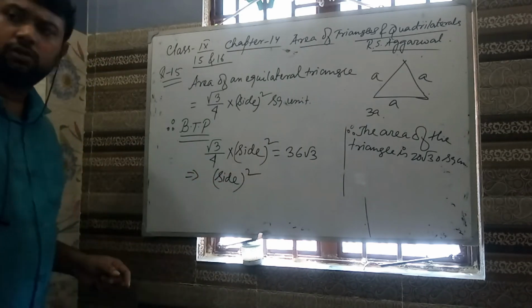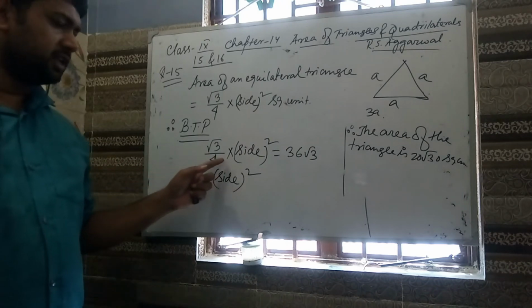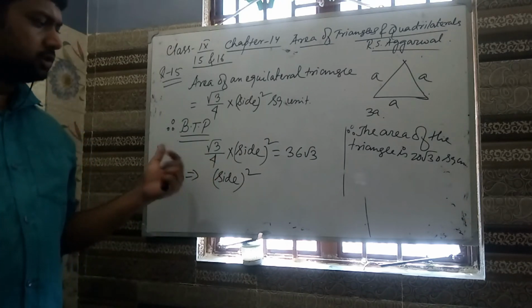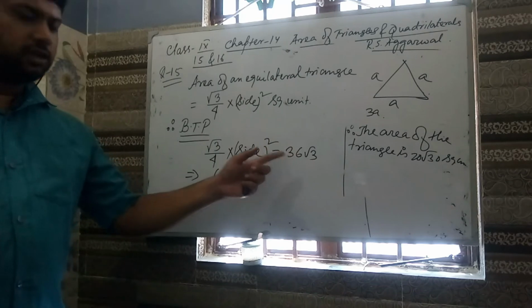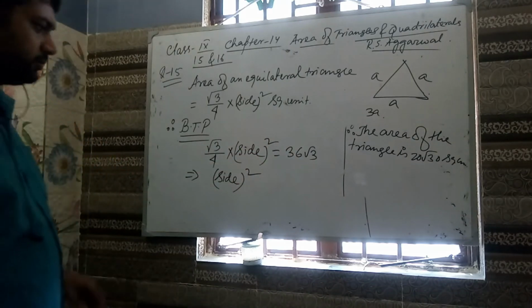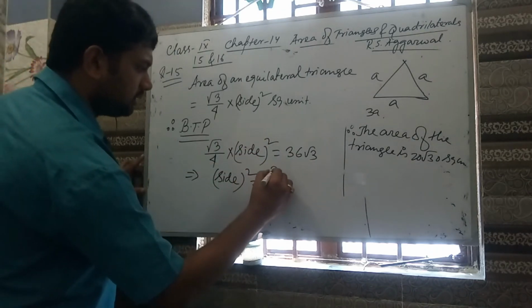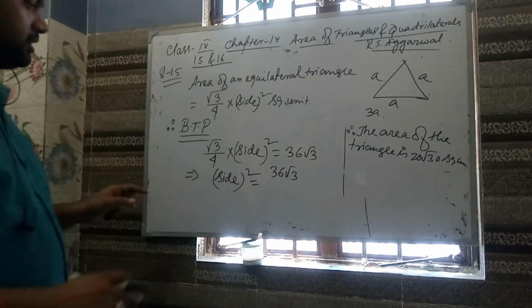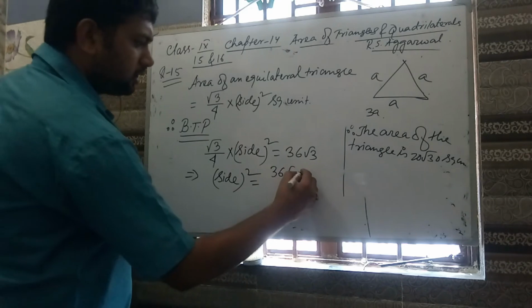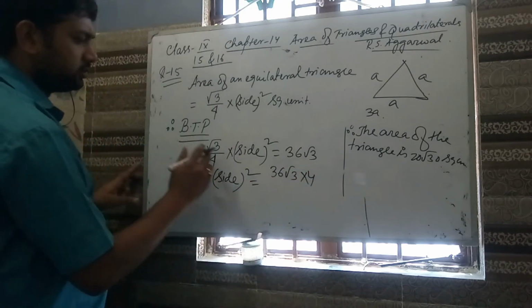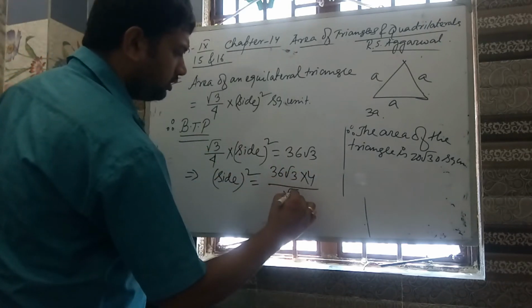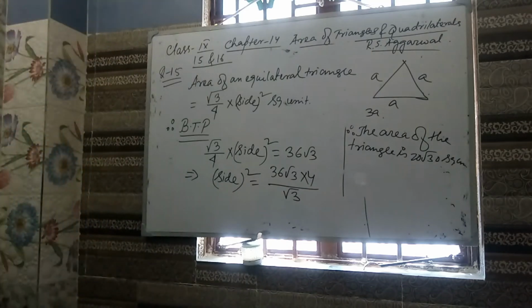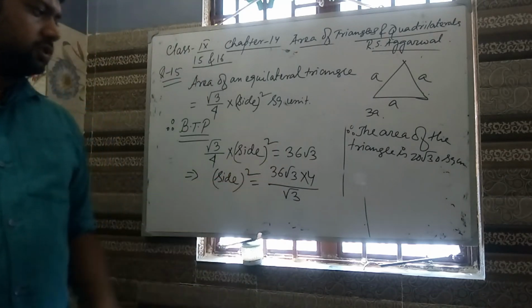Root 3 by 4 was in the form of multiplication on the left hand side. So when it changes the side, it will become division. So it is 36 by 36 root 3. Keep it as it is. This 4 will come to the numerator and this root 3 will come to the denominator. We can cancel out this root 3, this root 3.